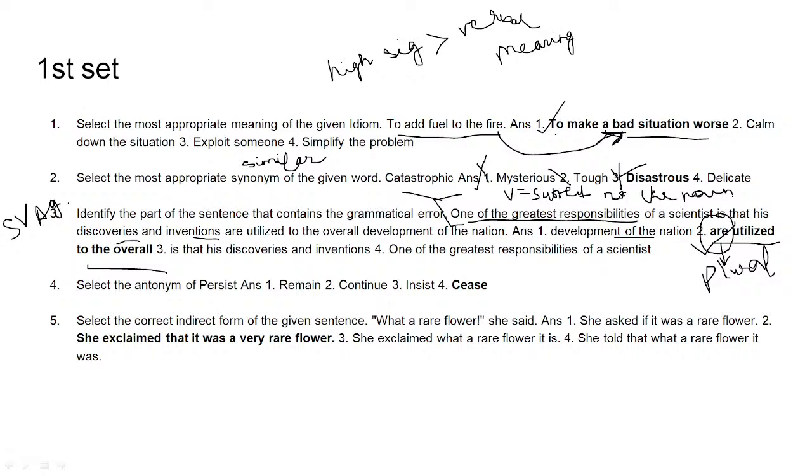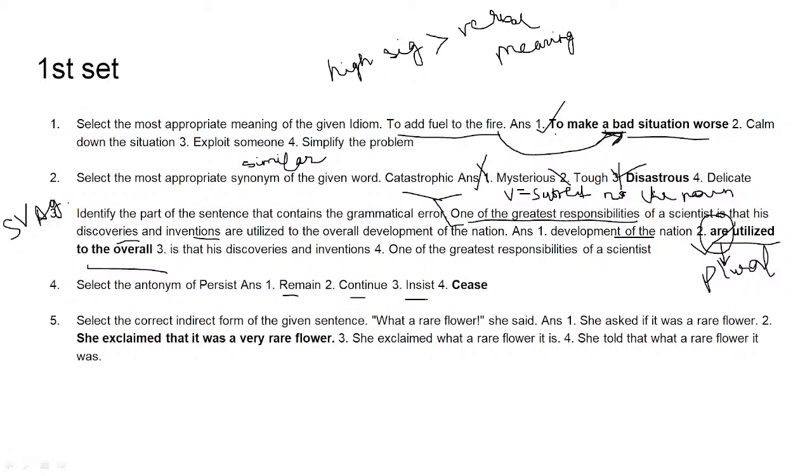Number four is an antonym. Okay, this is an antonym question, and antonym means opposite meaning words that you already know. Our word is what? Persist. Okay, our word is persist. So let's go through the options and understand which one will be the answer and why the others are not the answer. The first is what? Remain, right? Remain means to stay. Continue. Continue means also to continue and go on.